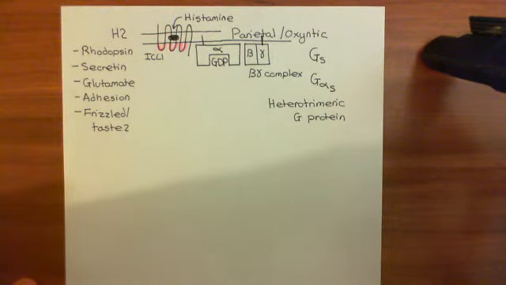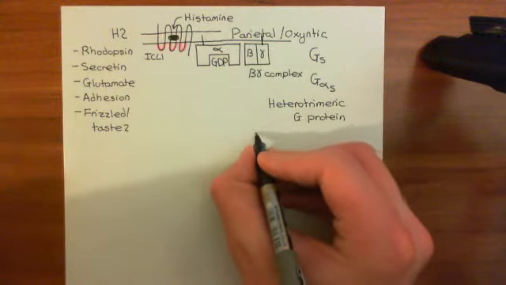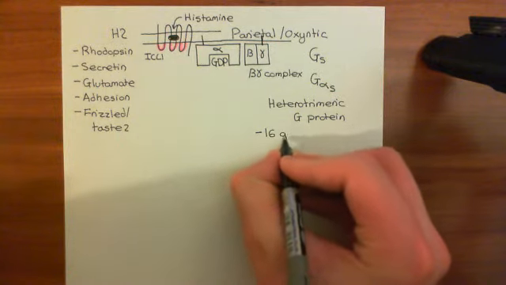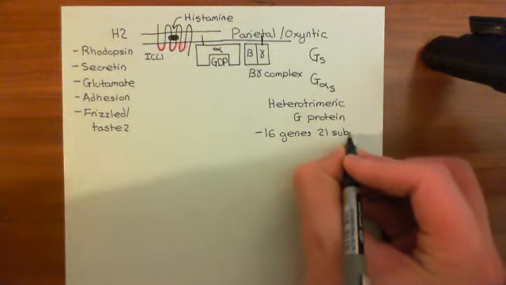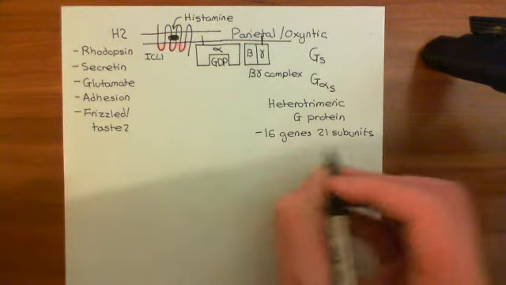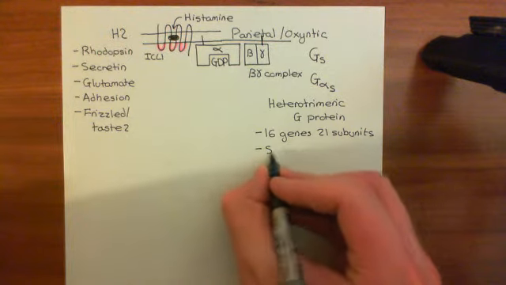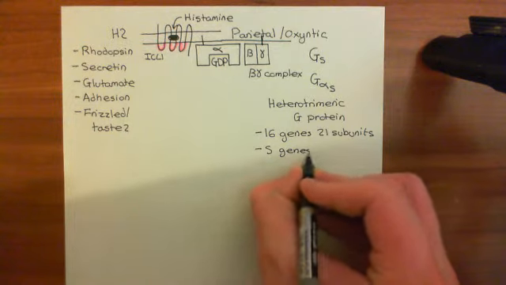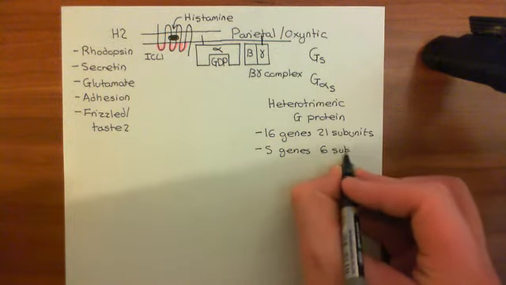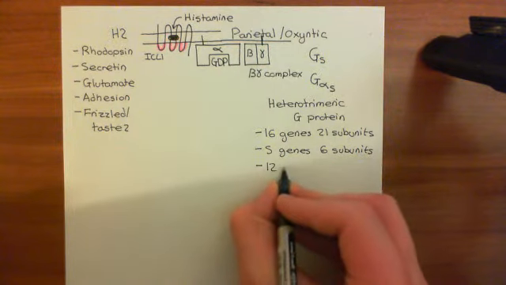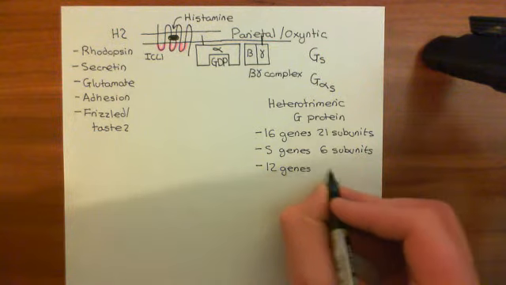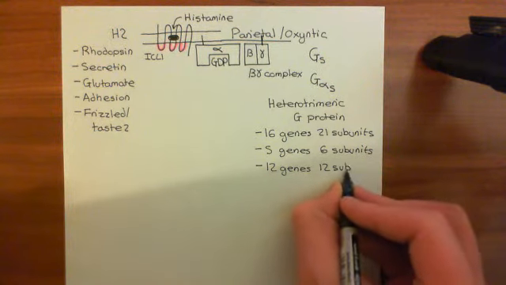Now, there are a huge number of different alpha subunits, a huge number of different beta subunits, and a huge number of different gamma subunits. In fact, there are 16 different genes for alpha subunits, and then 21 actual different subunits, which occurs because there are different splice variants of each gene. Okay, there are 5 genes for beta subunits, and that gives rise to 6 different subunits, again because one of the genes has 2 splice variants. And then finally there are 12 genes for gamma subunits, which gives rise to 12 different subunits. That one's nice and simple.